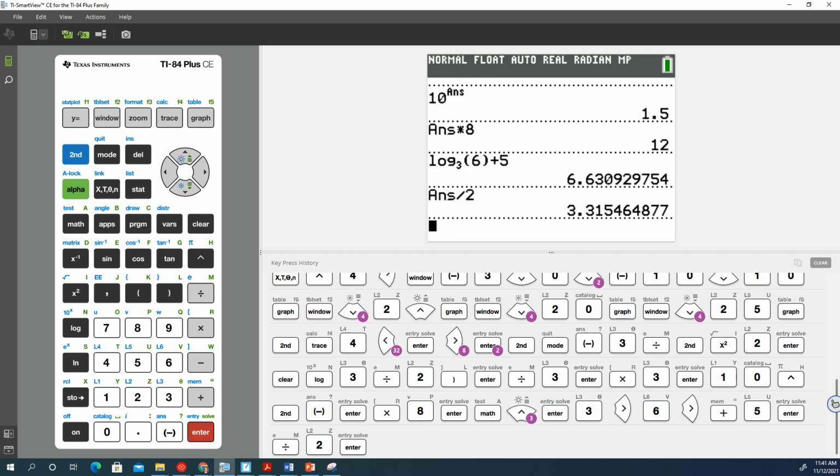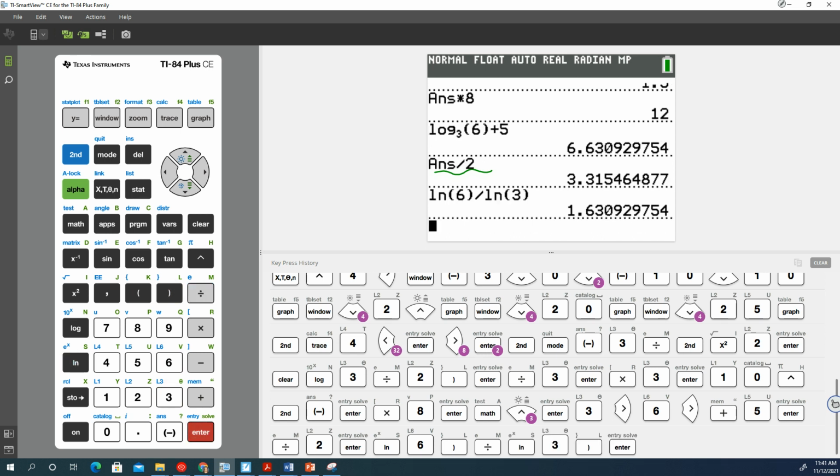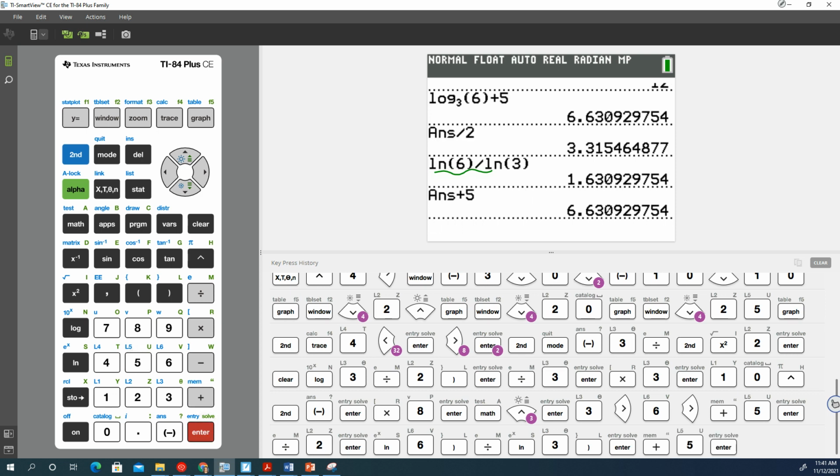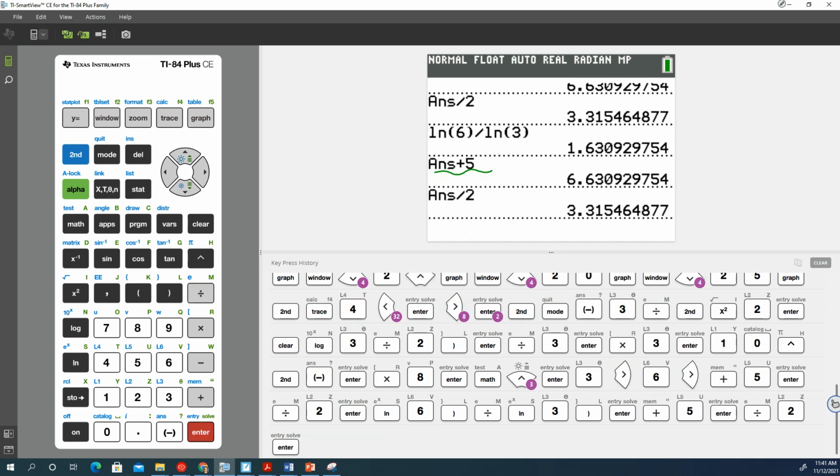You can also do this too. If you want, you can use your calculator and change the base. You can do the log of the top divided by the log of the bottom, or natural log. Add 5, divide by 2, and you get the same answer. This is what people with non-fancy calculators have to do.